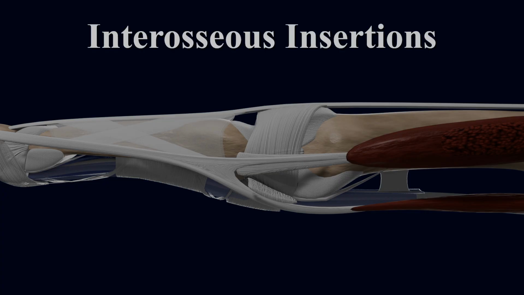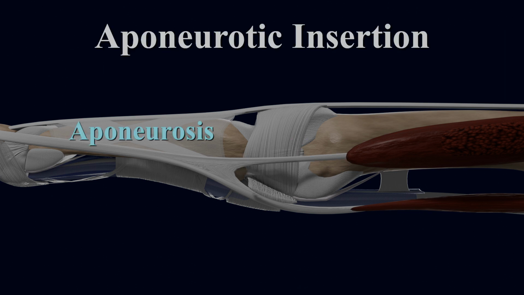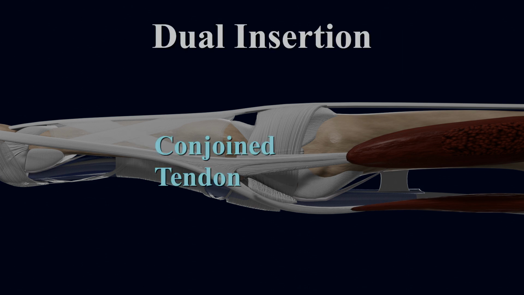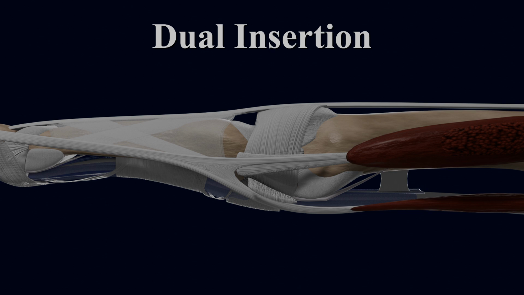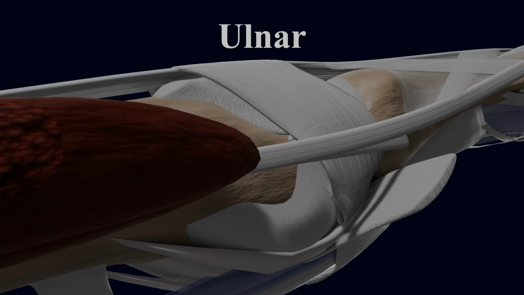Interosseous muscle tendons travel dorsal to the intermetacarpal ligament, but volar to the MP axis of rotation. They may insert into the dorsal aponeurosis, into the base of the proximal phalanx, or both. There is a lot of discussion among anatomists regarding this issue in any given interosseous muscle. Generalizations include that dual insertions with a conjoined tendon are common, radial insertions are more likely to be to bone, and ulnar insertions are more likely to be to the dorsal aponeurosis.